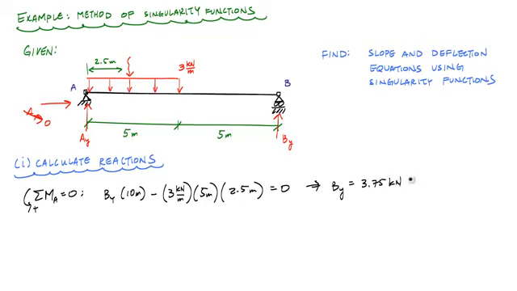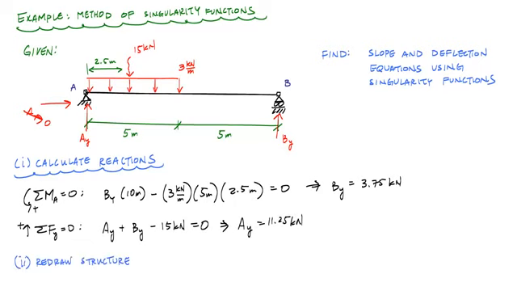Next, I want to find the vertical reaction at A. I could either take moments about B or sum the forces in the vertical. Probably most of you will choose to sum the forces in the vertical equal to 0, positive upwards, minus this resultant, which is 3 times 5, 15 kilonewtons. So I'll get that AY is equal to 11.25 kilonewtons.